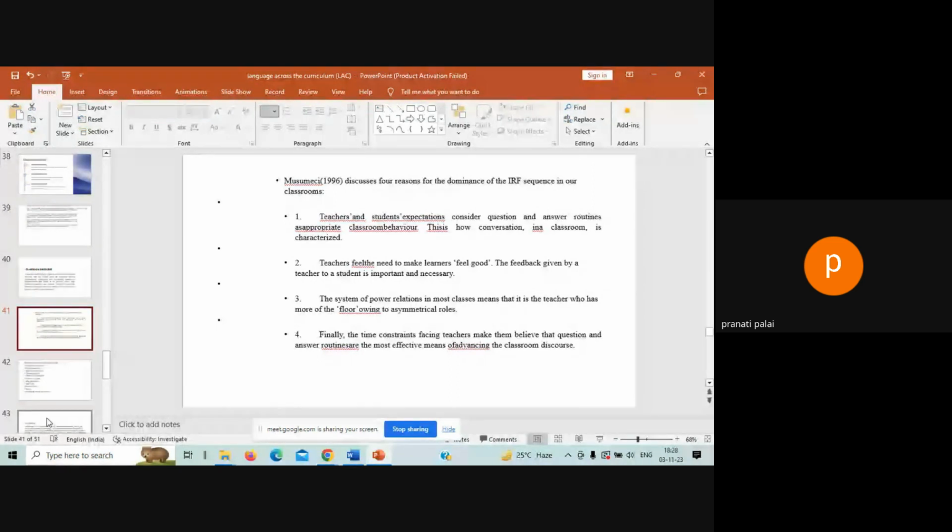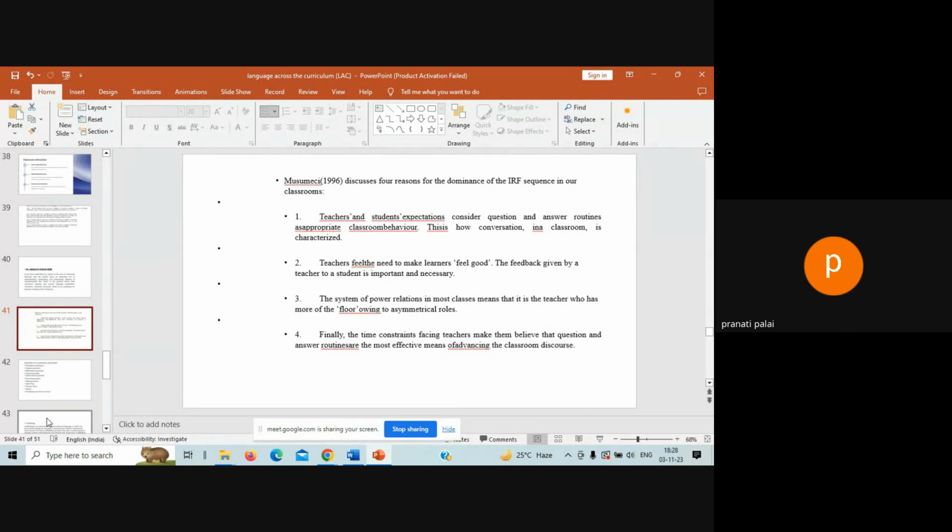Musumeki discussed 4 reasons for the dominance of the IRF sequence in our classrooms. What is IRF? I stands for teacher's initiation, R stands for student's response, and F stands for feedback. The most common and typical structure of a classroom situation is the IRF situation. In this situation, teachers' and students' expectations consider question and answer routines as appropriate classroom behavior. This is how conversation in a classroom is characterized.